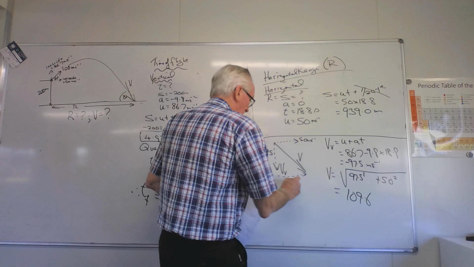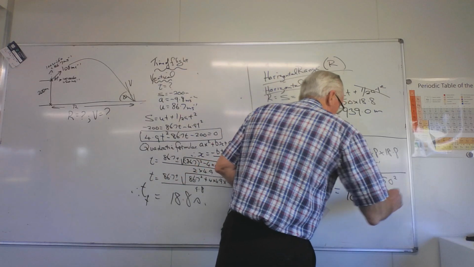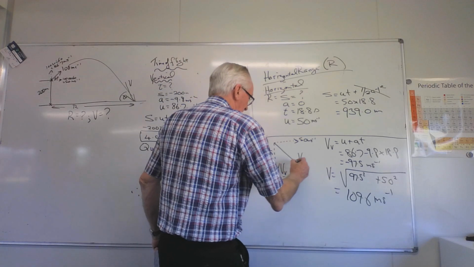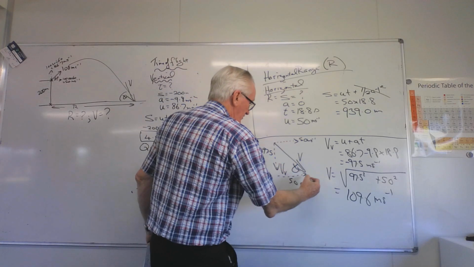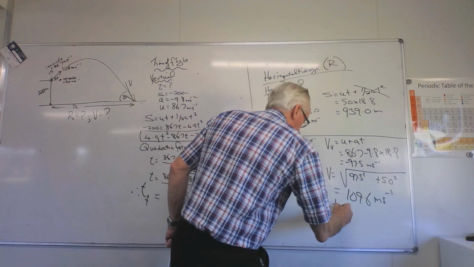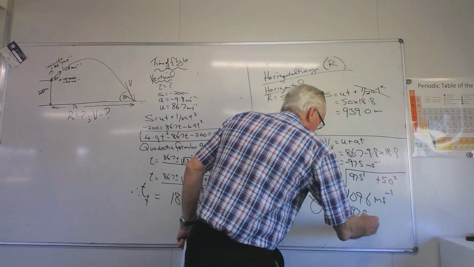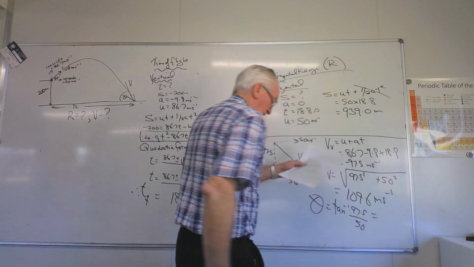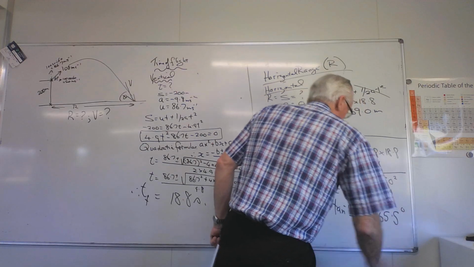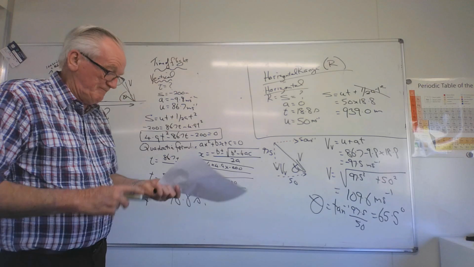Now I've got 97.5, this is 50, and we're solving that. That comes out as 109.6 meters per second. And then we need this angle theta. Tan of theta is 97.5 over 50, opposite over adjacent. So theta is tan minus 1 of 97.5 over 50, and that comes out as 65.5 degrees. And that fundamentally solves the problem.